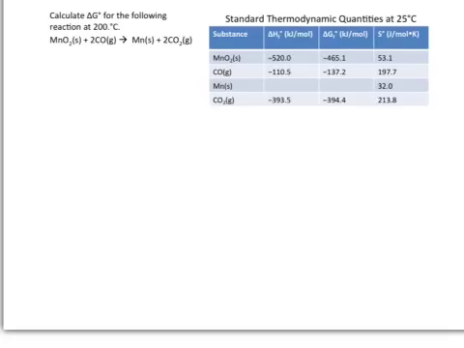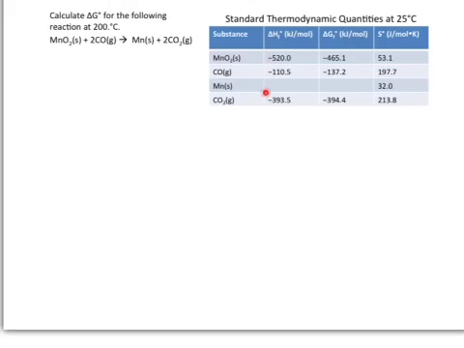In this problem, we're asked to calculate the free energy for the following reaction at 200 degrees Celsius. Now, my table of thermodynamic values is for 25 degrees Celsius, which is pretty typical. If we were at 25 degrees Celsius, I could calculate the free energy by just doing the free energy of the products minus the free energy of the reactants. However, because the free energy depends on temperature, I can't do that.